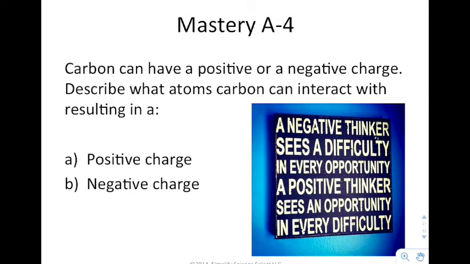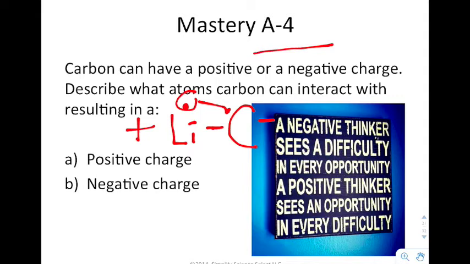Describe what atoms carbon can interact with, resulting in a positive charge and resulting in a negative charge. So the easiest way to do it is to look at it from this perspective. Lithium has 1 electron that it wants to get rid of. So it would very much like to give its electron to anything. If there's a carbon around, it will donate its electron to carbon. So if lithium somehow bonds with carbon, then the lithium would be the positive and the carbon would be the negative.